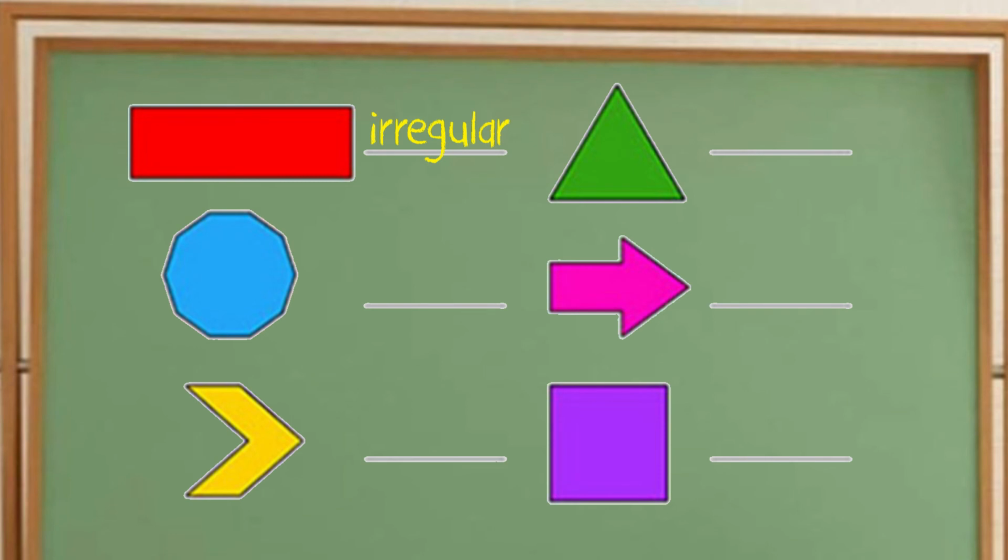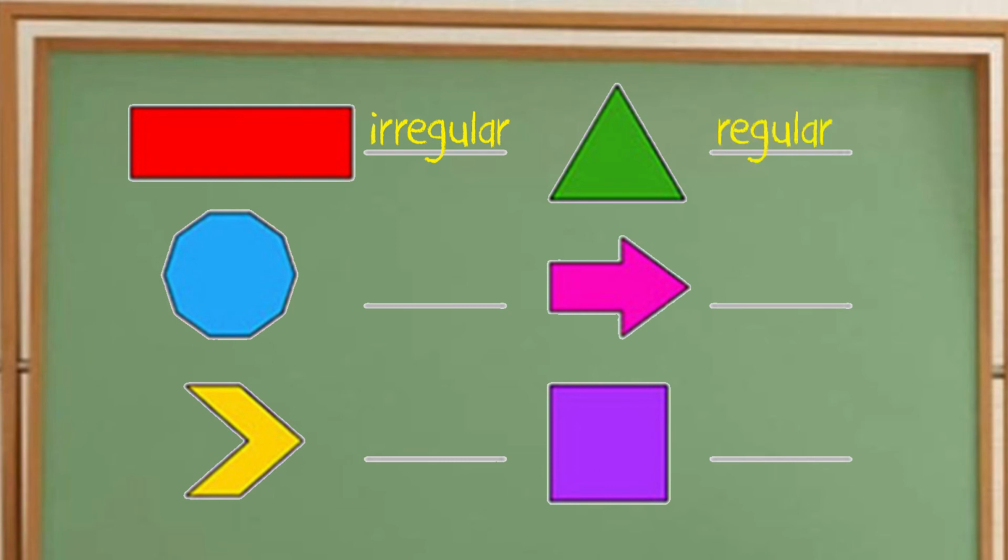If you would have guessed that the first shape, which is the rectangle, is irregular, then you would be correct. Why would we define a rectangle as irregular? We would define it as irregular because each side is not measured the same. The rectangle has 2 long sides and 2 short sides.